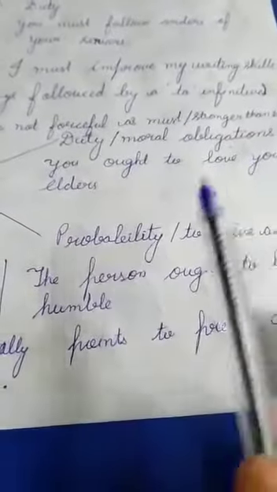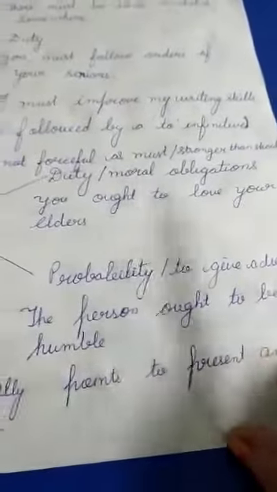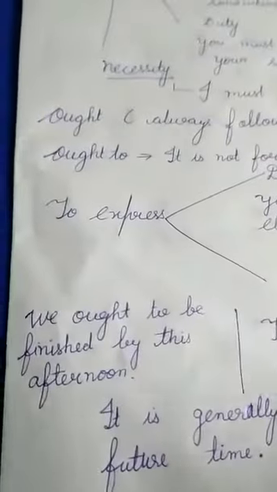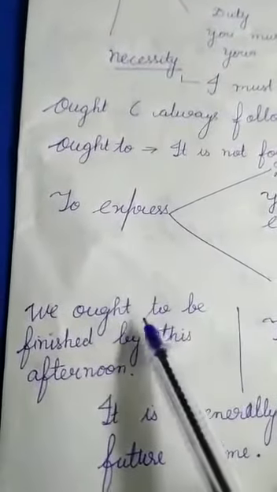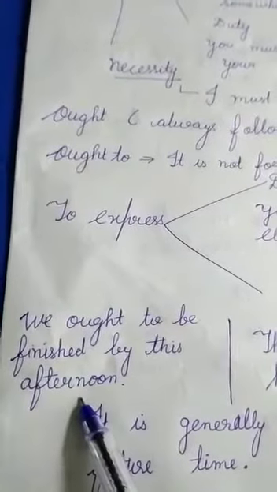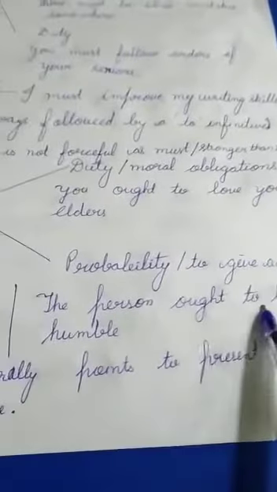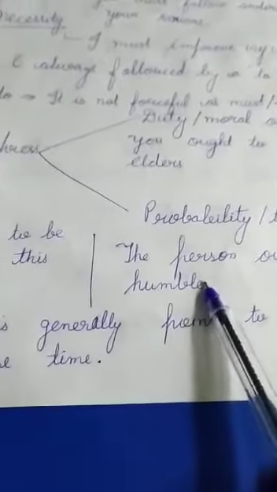The next sense is for probability. To express probability, and to give advice, we use ought to. Let's go through with the help of examples. We ought to be finished by this afternoon. The person ought to be humble.